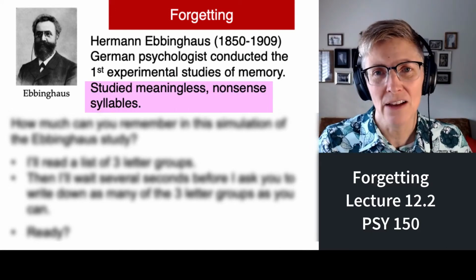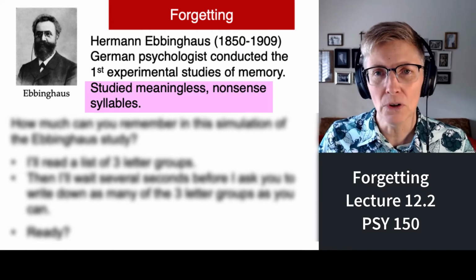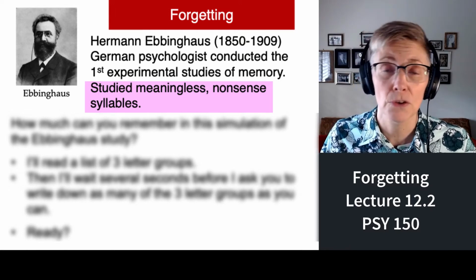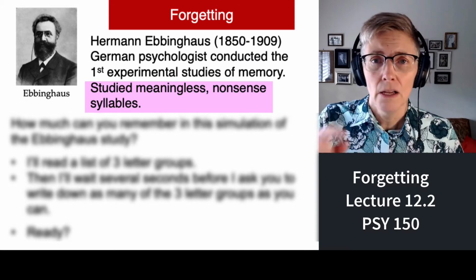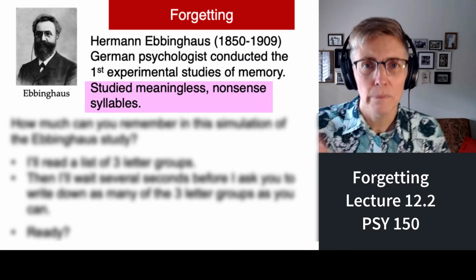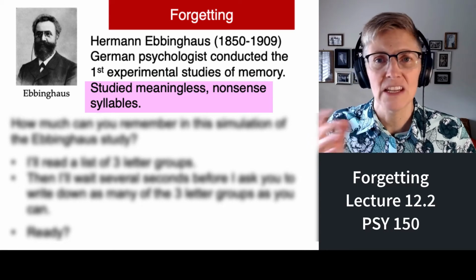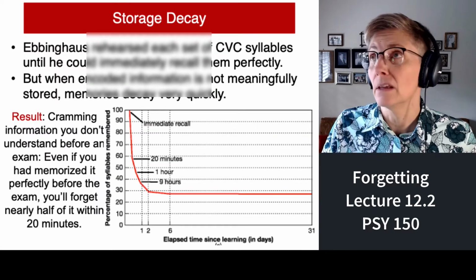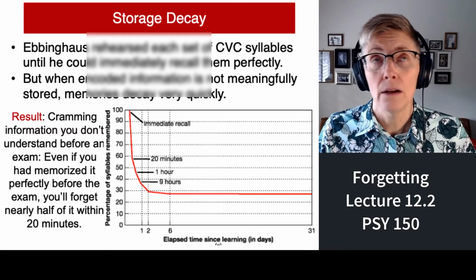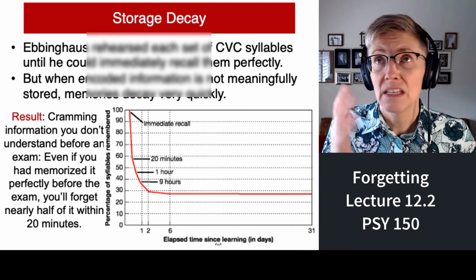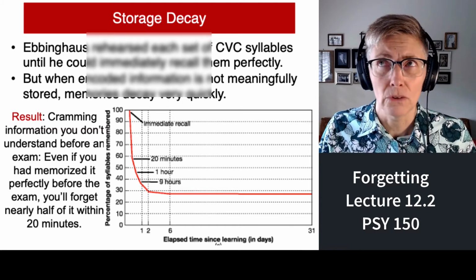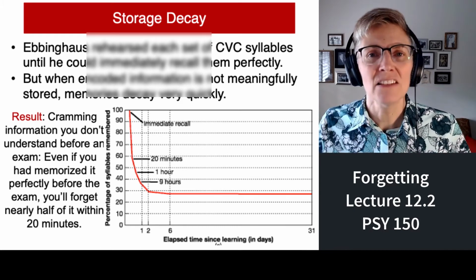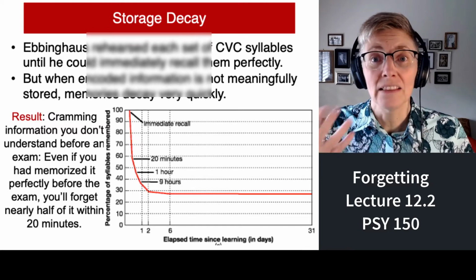So what did Ebbinghaus do? Well, he memorized lists of nonsense syllables. Nonsense syllables would be like a consonant, vowel, consonant, but not something like CAT that spells cat. A nonsense syllable might be, I don't know, XZT. Hopefully that doesn't spell anything. Things that lack meaning.